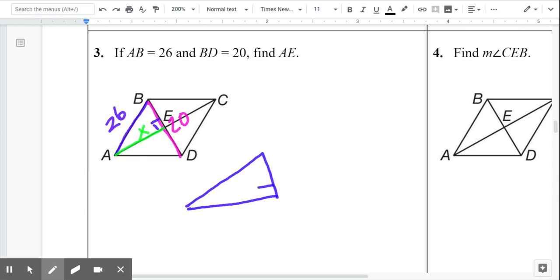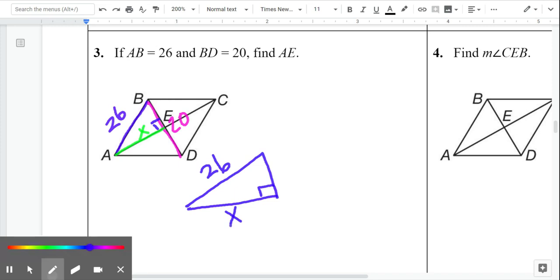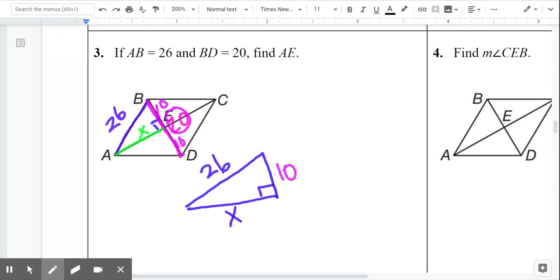So we have a right triangle that's 26, and then here's our X, right? And we know that this pink line right here is 20, but it's also 10 and 10 because that diagonal is being bisected. So I have a 10 here. So I have a 10, an X, and then a hypotenuse of 26. Now, if you want, you can do the Pythagorean theorem. 10 squared plus X squared equals 26 squared.